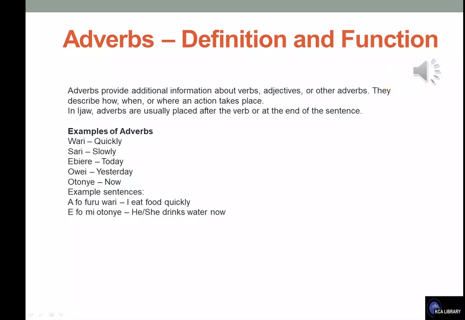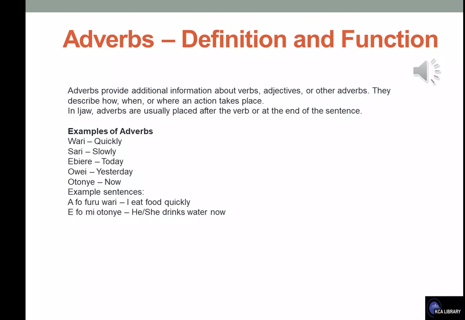Adverbs are words that provide additional information about verbs, adjectives, or other adverbs. They describe how, when, or where an action takes place, adding more detail and clarity to a sentence. In Ijaw, adverbs are usually placed after the verb or at the end of the sentence, which helps maintain a clear and consistent sentence structure.